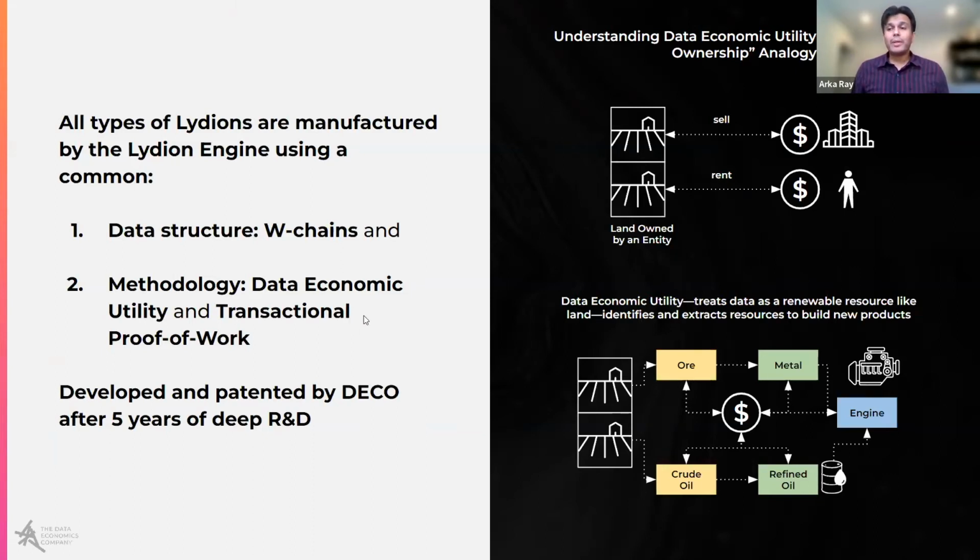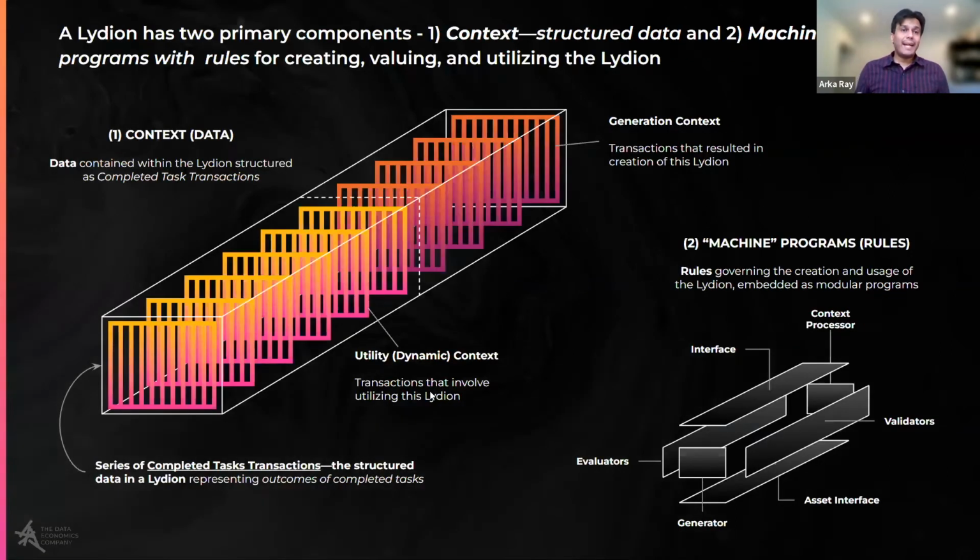So if we were to take a look inside a Lydian that was created by a Lydian app, basically any Lydian app built on the Lydian engine, we would basically find that it essentially contains two things. It contains structured data called context, which is the data contained within the Lydian. And it contains a set of rules defining how the Lydian was created and how it can be used. And these are embedded into the Lydian itself using programs called machines, which are very similar in concept to smart contracts, but with a few key differences.